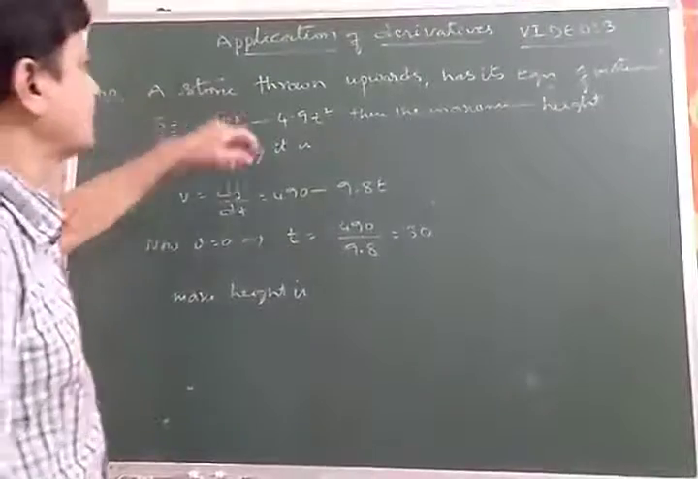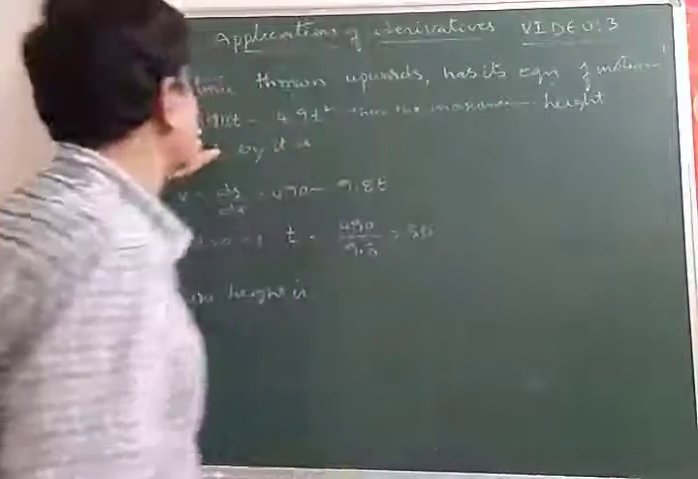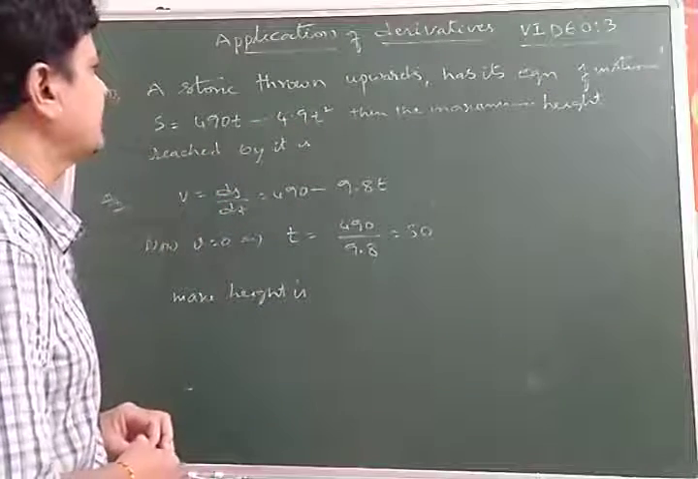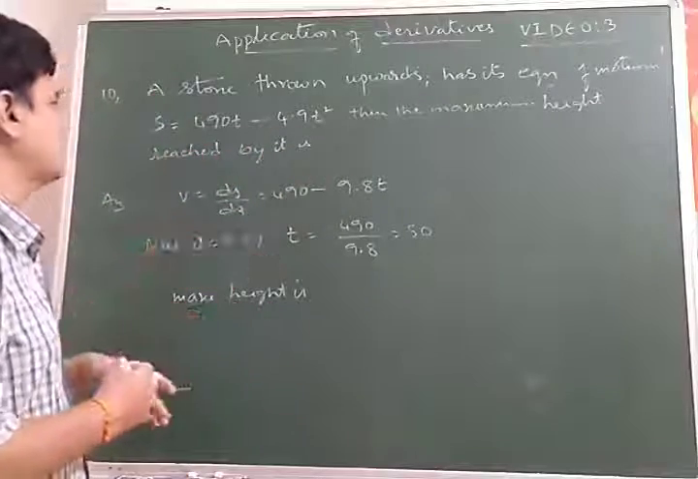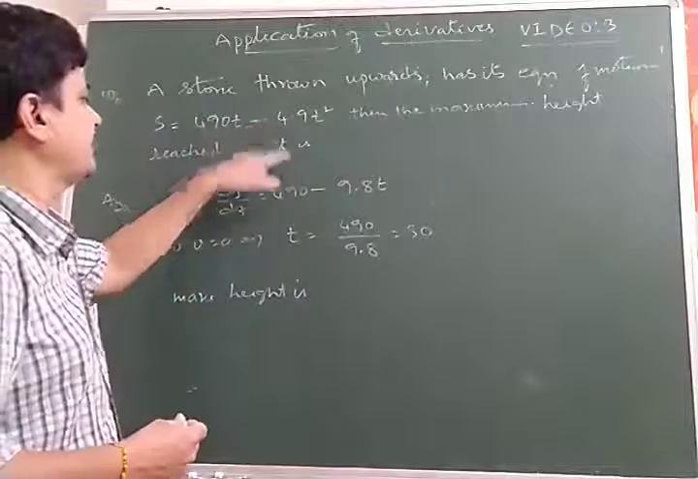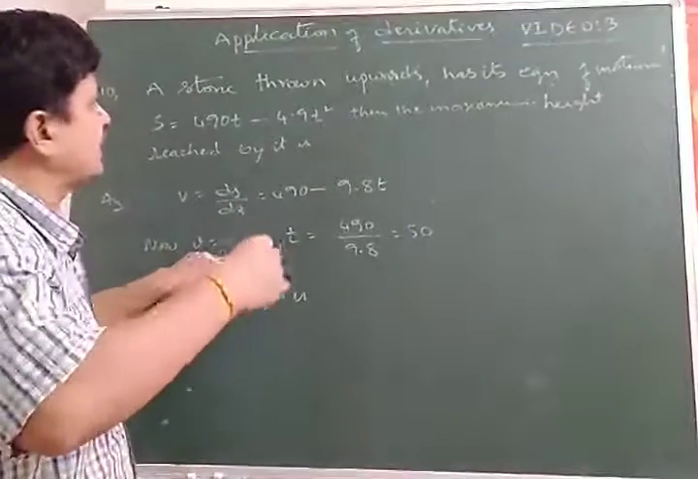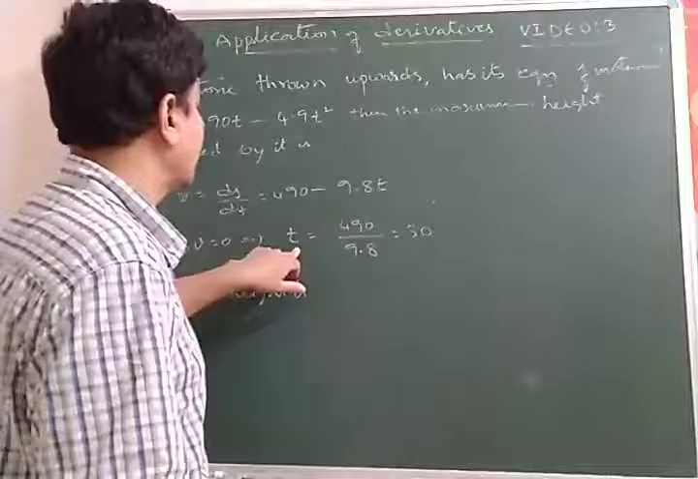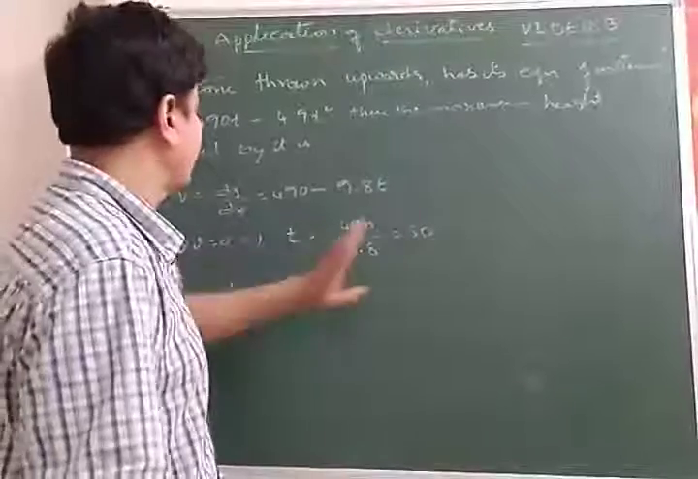Question number 10. A stone thrown upwards has its equation of motion s is equal to 490t minus 4.9t square. Then find the maximum height reached by it. So for maximum height, velocity is equal to 0. So velocity is ds by dt is equal to 490 minus 9.8t. When velocity is equal to 0, the particle reaches the maximum height. So t is the time at maximum height. Now t is equal to 50.